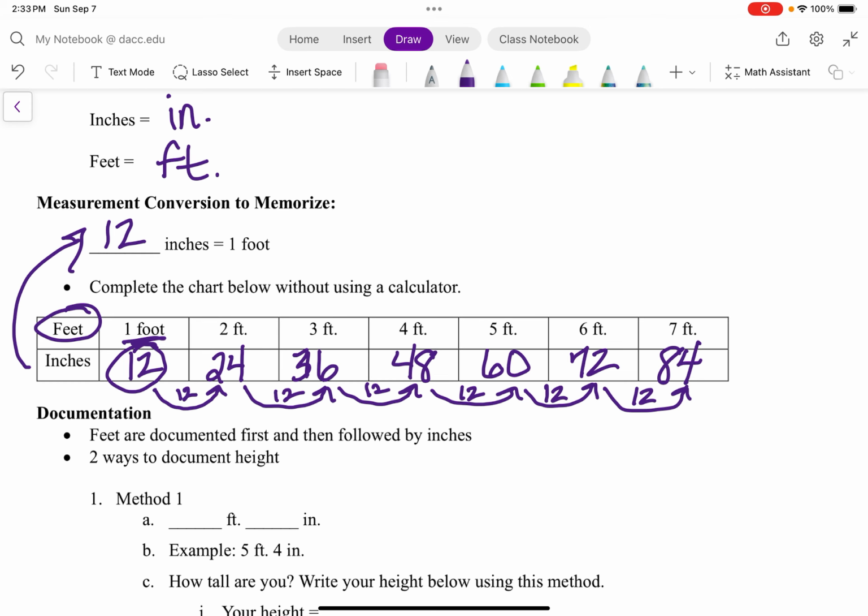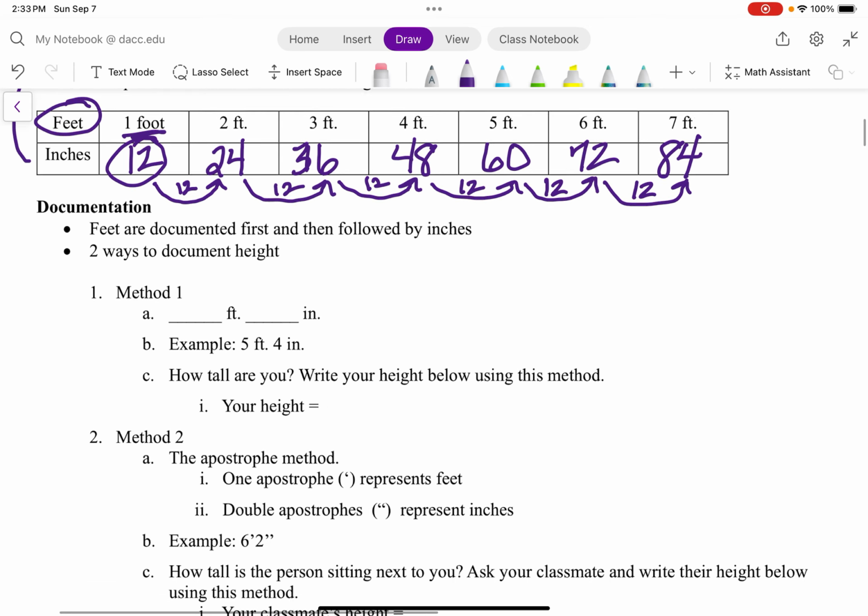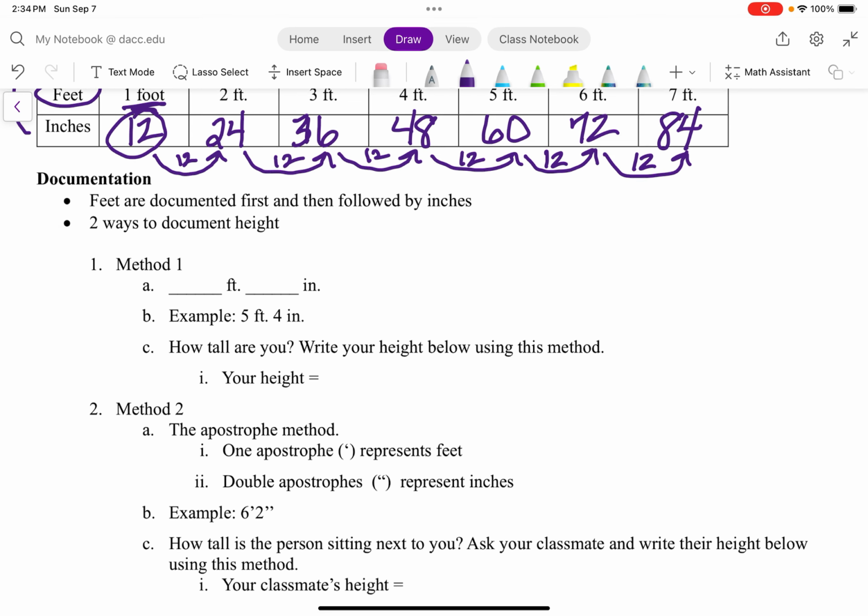Now, documentation. When it comes to the medical field, documentation is of utmost importance, because documentation needs to be accurate, especially when you're talking about feet and inches, because doctors' treatments will be based on a person's height, and also on their weight, and we'll learn how to read those a little bit later. There are two different ways that you can document height. One thing to know is that feet are always documented first. Feet come first, followed by inches.